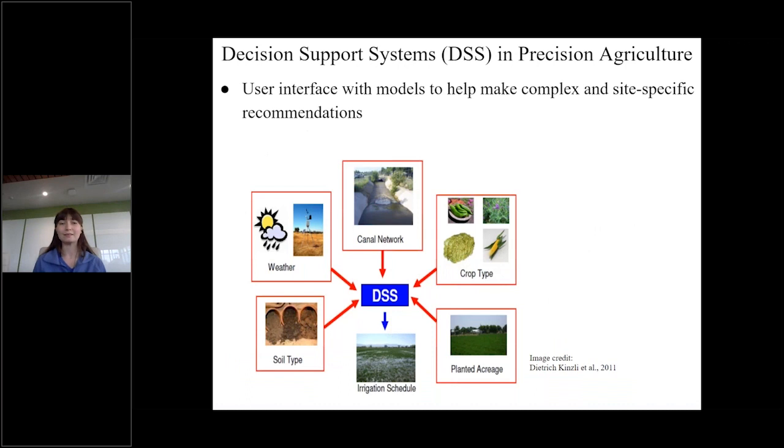One of these tools is decision support systems. Decision support systems are a user interface that has a model and that can help make complex and site-specific recommendations. That's especially important in agriculture because there are so many possible optimal decisions that can be made for management practices and things like that. So essentially, if you are trying to optimize your irrigation schedule, for example, in a specific field, you could take all this information such as your soil type, your weather, your canal network information, crop type, and planted acreage. You could put all of that together into this decision support system as a user interface, and that can result in an optimal irrigation schedule for that field.